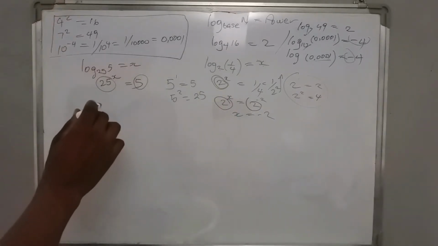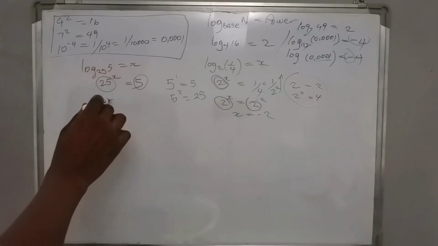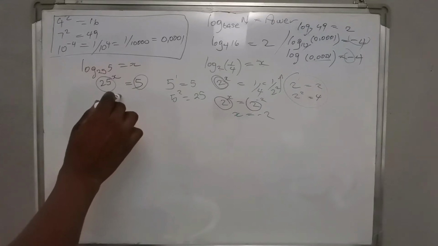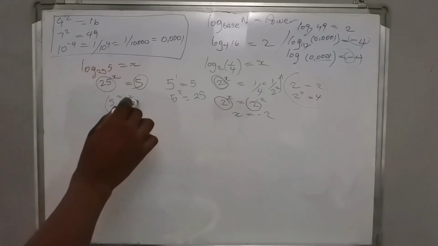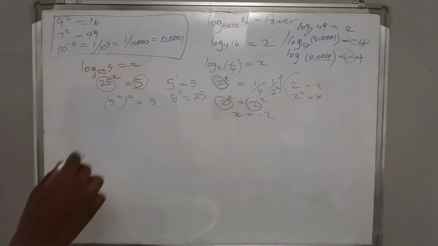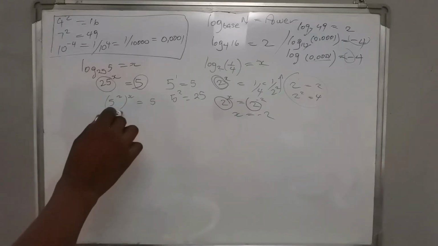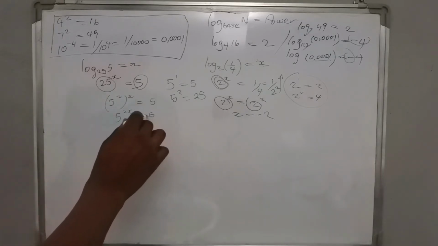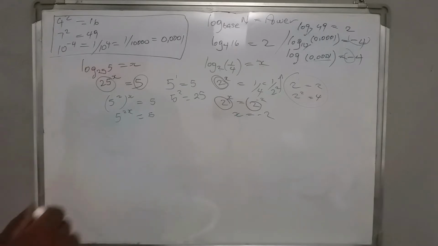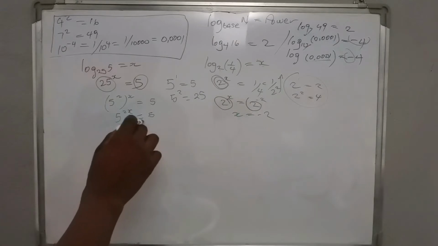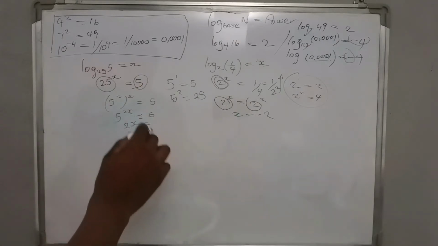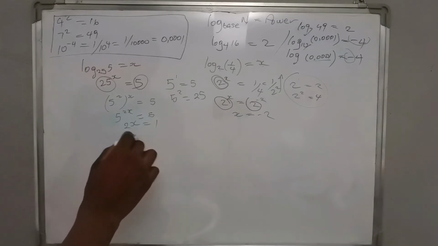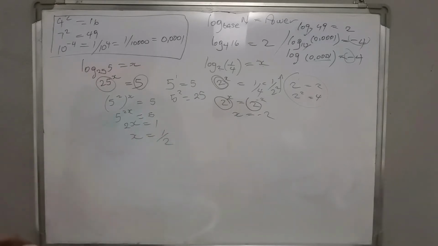Then bese sizoshintsha ke lo abe u5 raised to 2x equal to 5. Then sesiyazi ukuthi this is the same as 5 2x because they multiply equal to 5. Yini ke manje ekumele siyenze? Siyabadiliza 2x sidiliza ama exponent because ama base aseyafana is equal to 1. Then x is equal to 1 over 2.